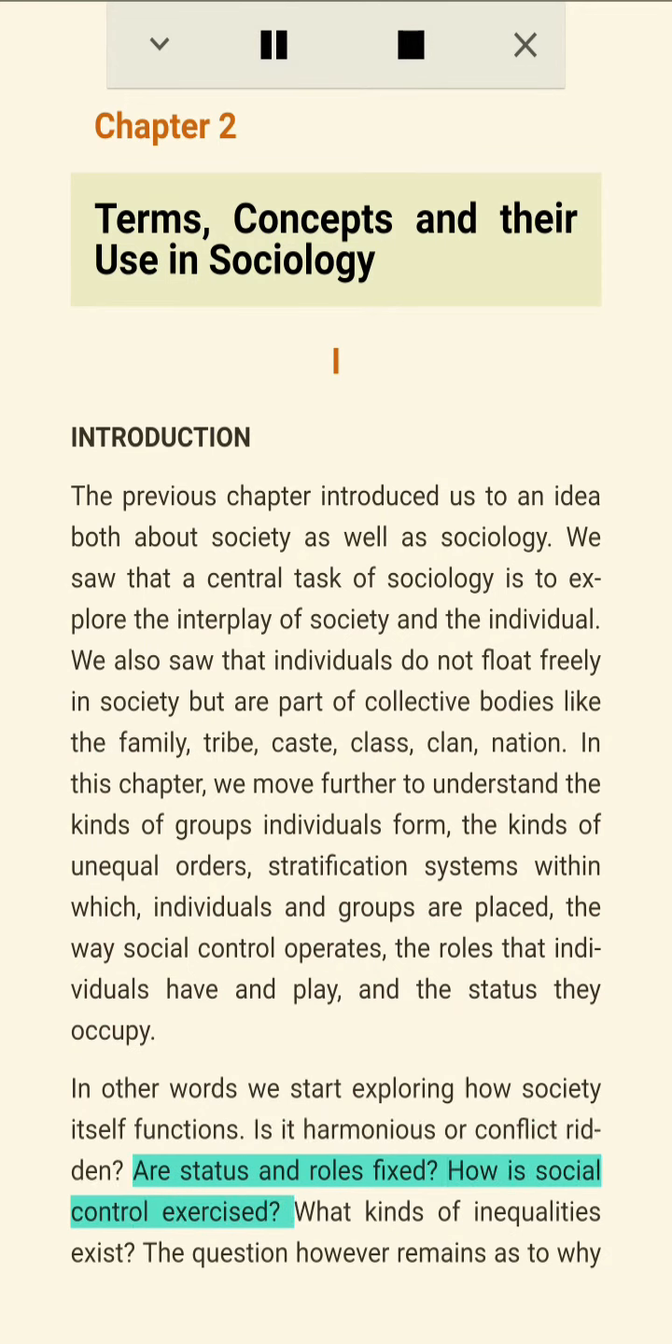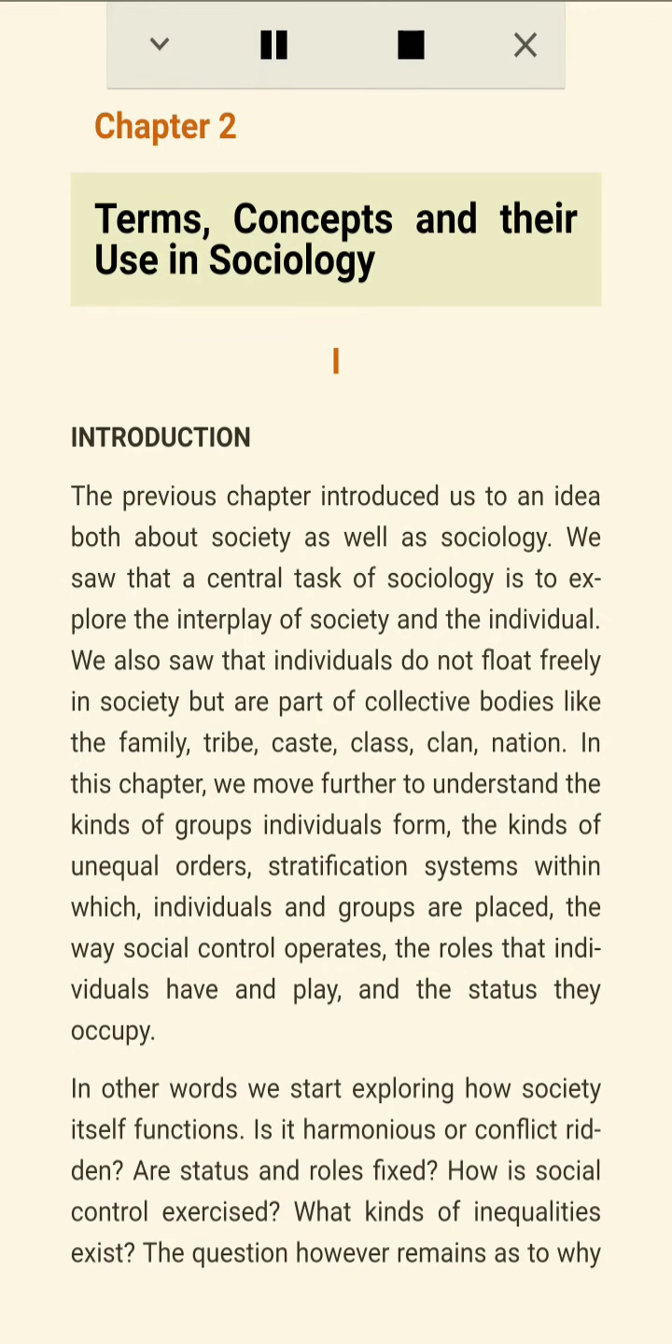Is it harmonious or conflict-ridden? Are status and roles fixed? How is social control exercised? What kinds of inequalities exist? The question, however, remains as to why we need specific terms and concepts to understand this.